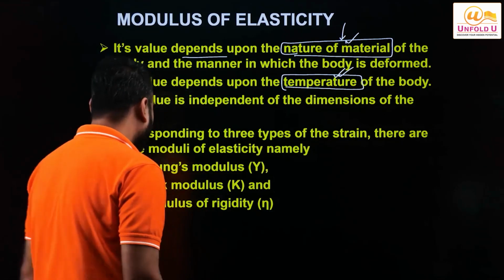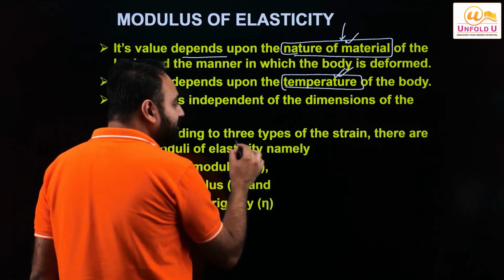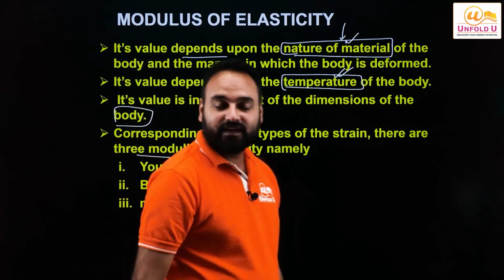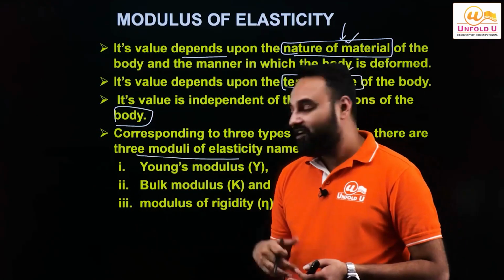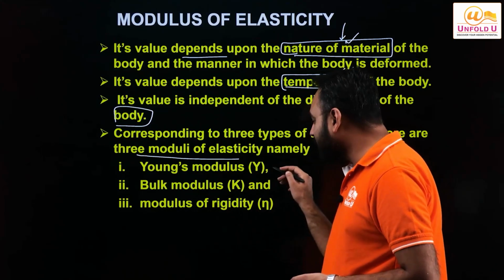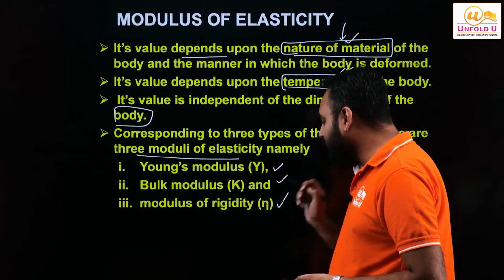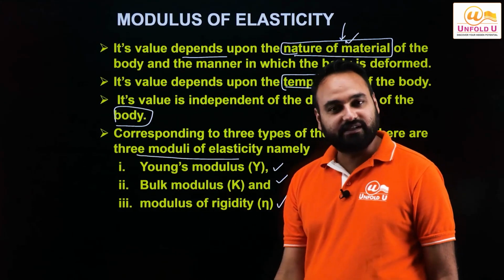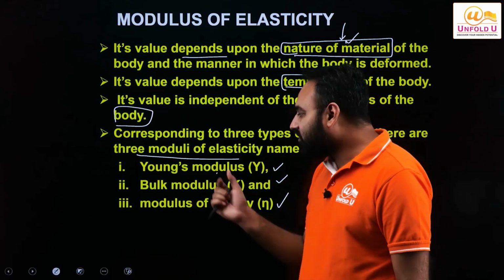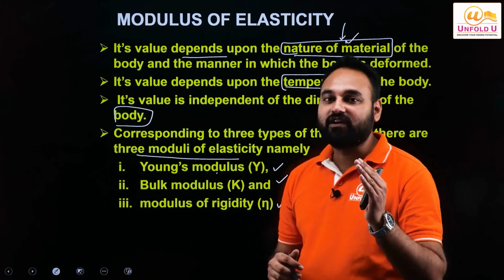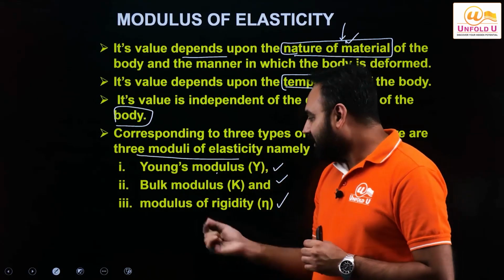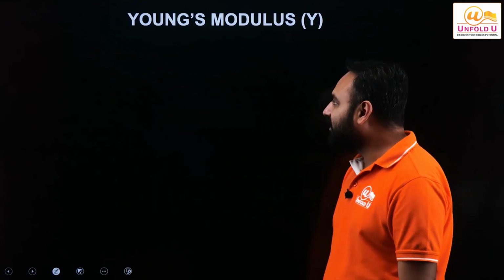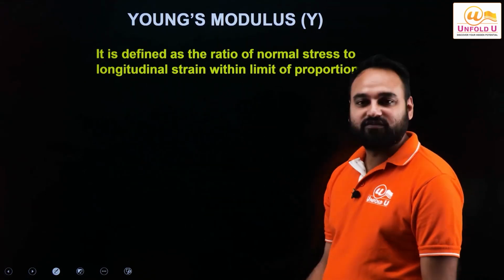Now next, corresponding to the 3 types of strain which we have done earlier, there are 3 moduli of elasticity. We define a different modulus of elasticity for each strain. We have Young's modulus, bulk modulus and modulus of rigidity. Young's modulus is defined for longitudinal stress, and bulk modulus is defined for volumetric stress. We will see these things in detail. So let's move forward and first see Young's modulus.